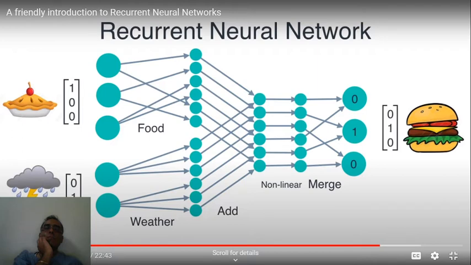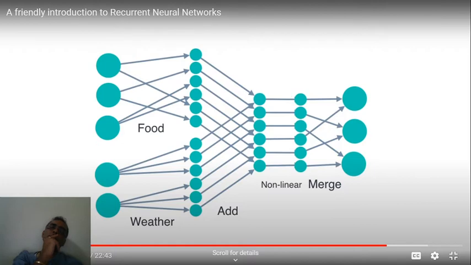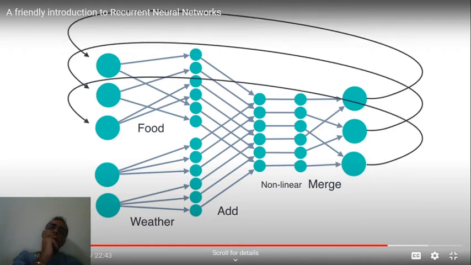Now, the word recurrent comes in here. Notice that these three nodes correspond to the food coming in, and these three nodes correspond to the food coming out. So really what happens is that the output, the food coming out, feeds back into the neural network as input. So really this is how the neural network looks. This vector of three goes back into the neural network and feeds in as input. That's why it's called a recurrent neural network. And recurrent neural networks are super useful in many ways.